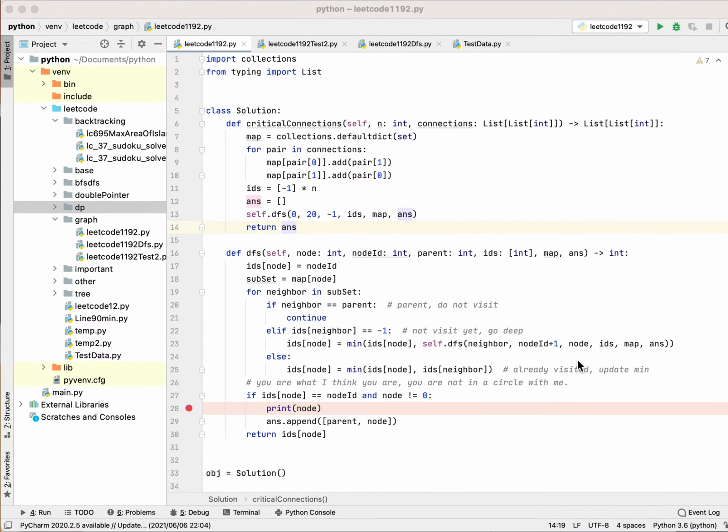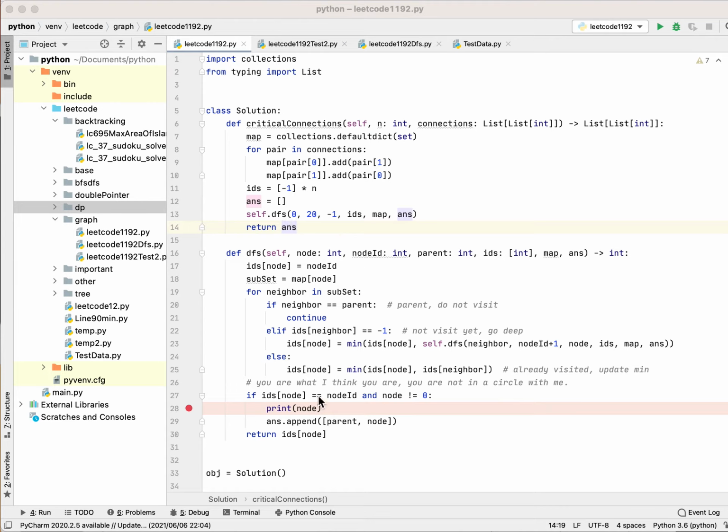Okay, so let's check the code. We are clear with the process, so when we check the code, it'll be quite easy to understand. The parameters are n, how many nodes there are, and the connections. Let's use a map to store the connections, which means all the nodes that we can go to from one node. The initial ID values will be -1, and here's the DFS.